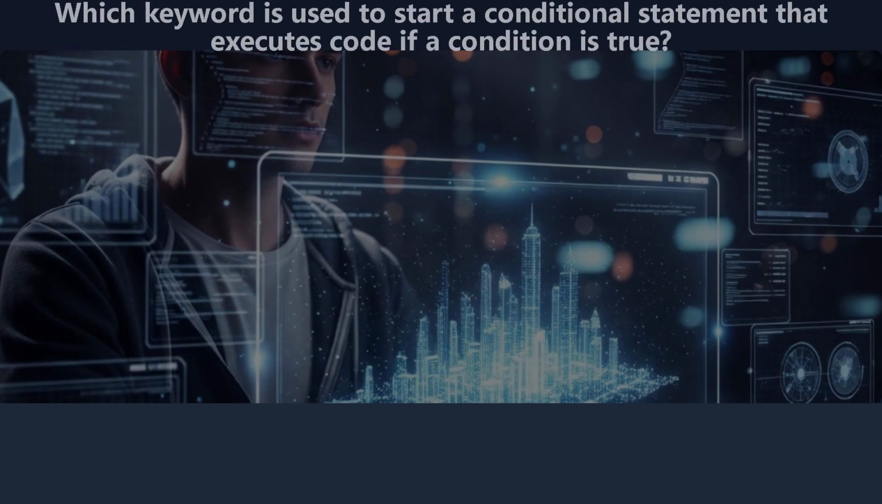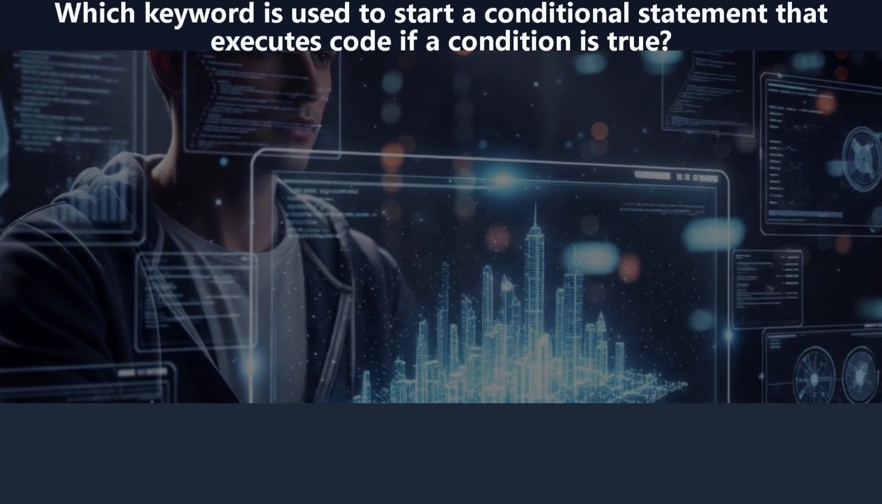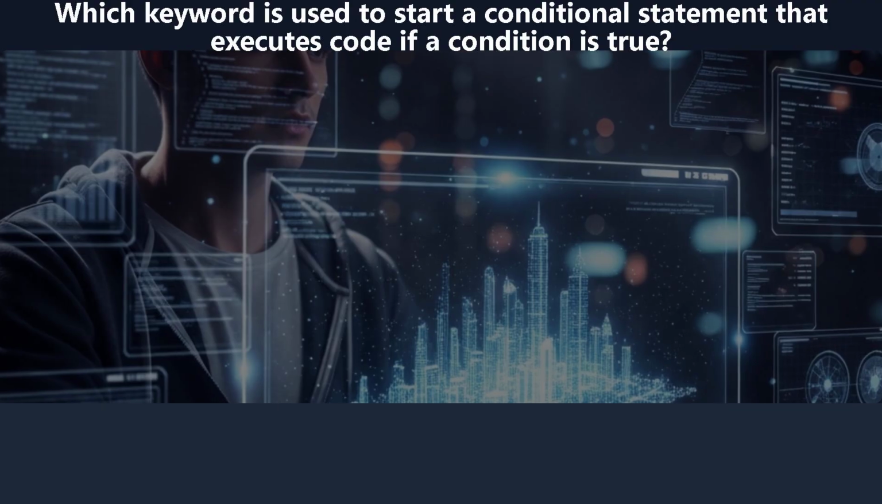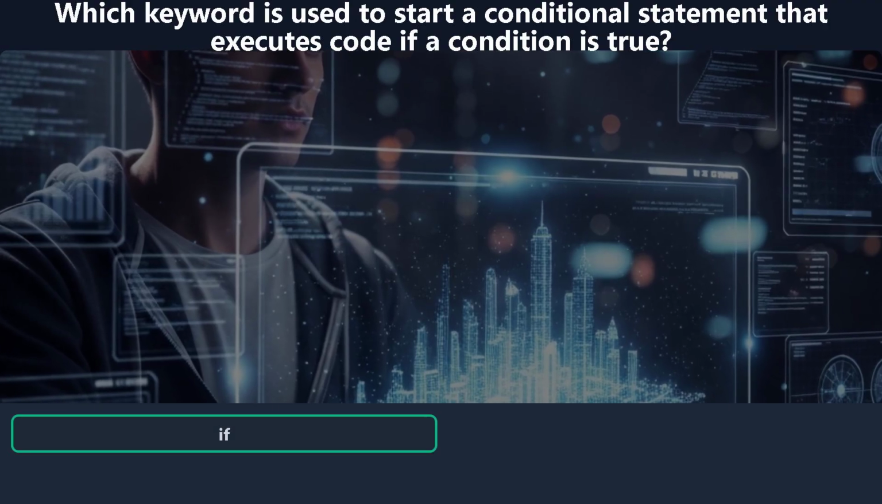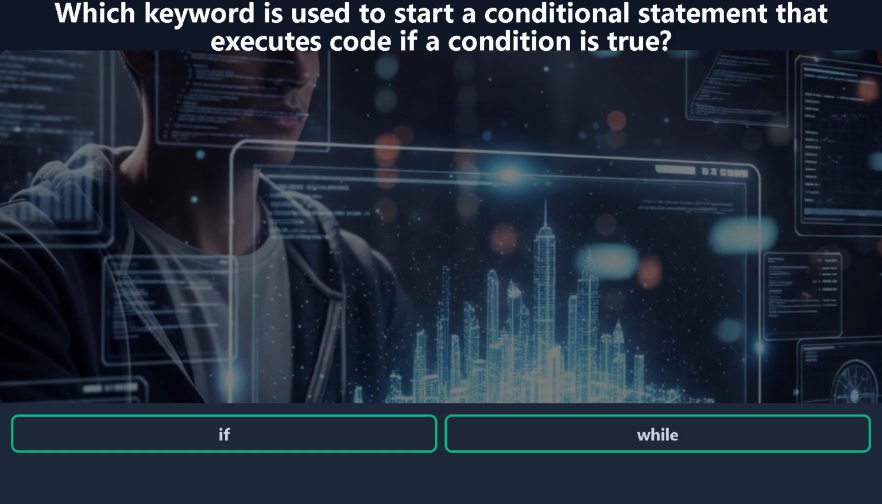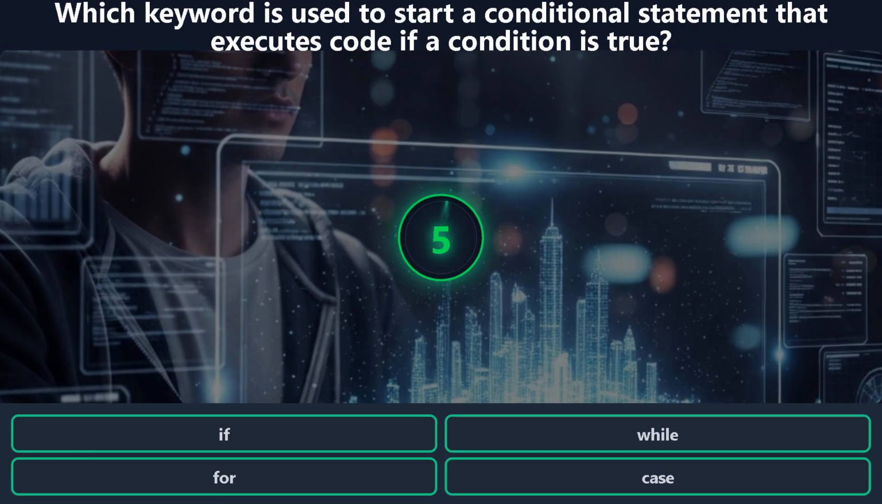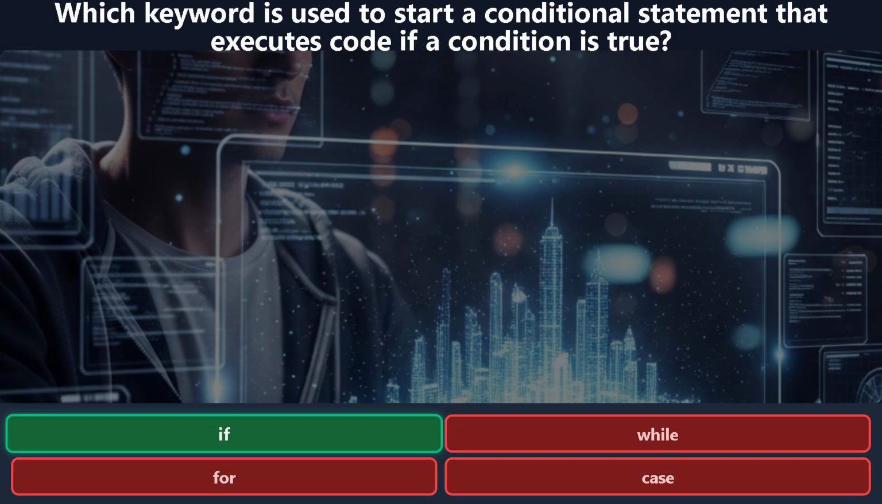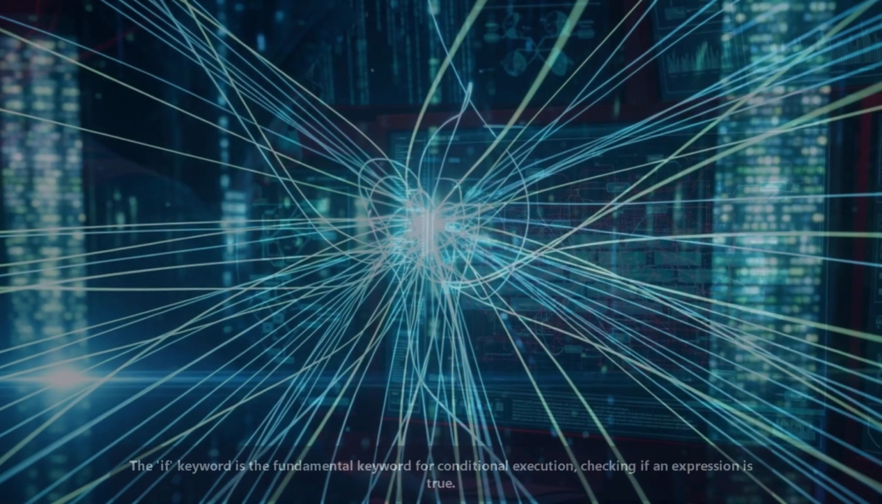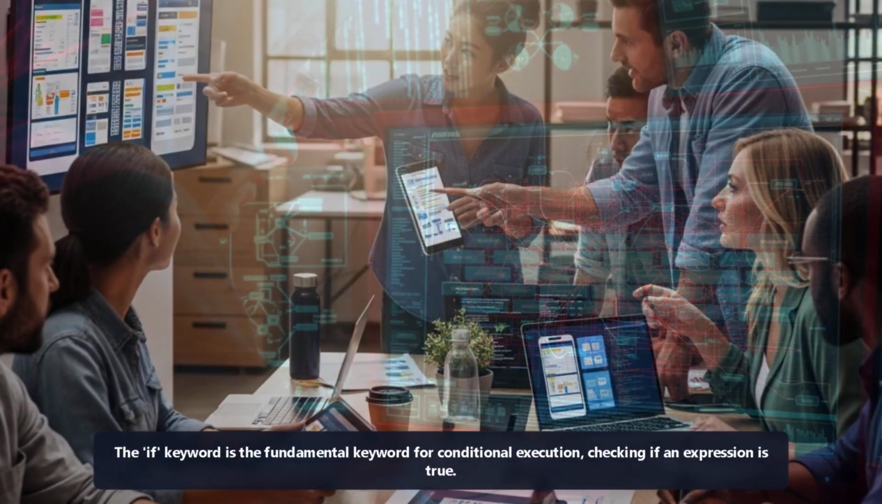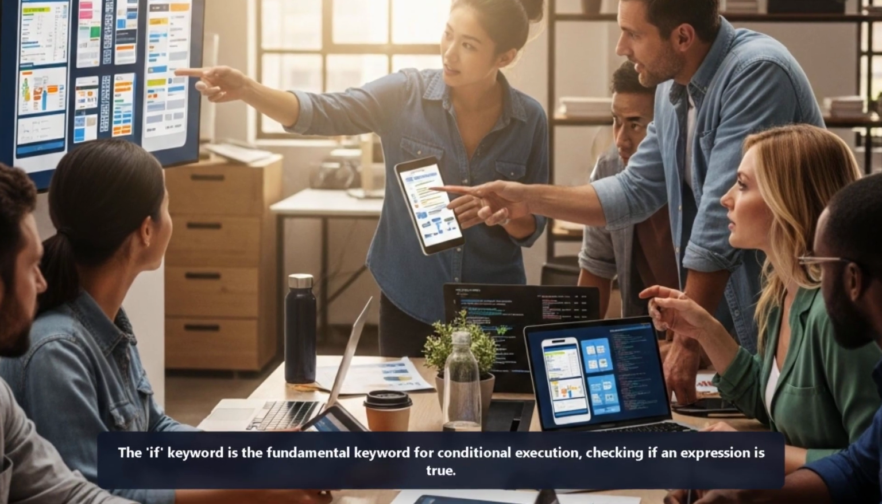Which keyword is used to start a conditional statement that executes code if a condition is true? If, while, for, case. If. The if keyword is the fundamental keyword for conditional execution, checking if an expression is true.